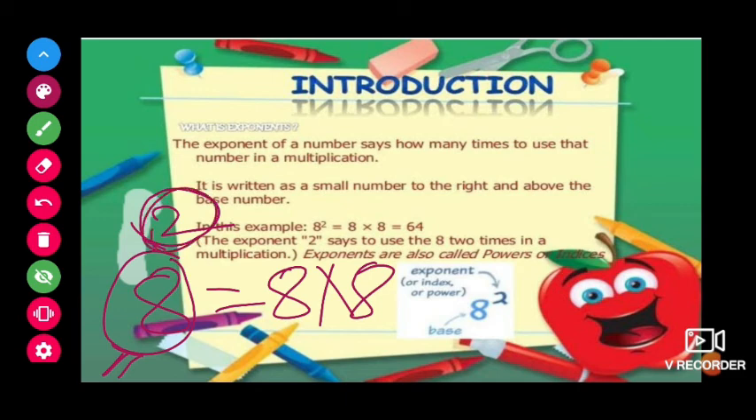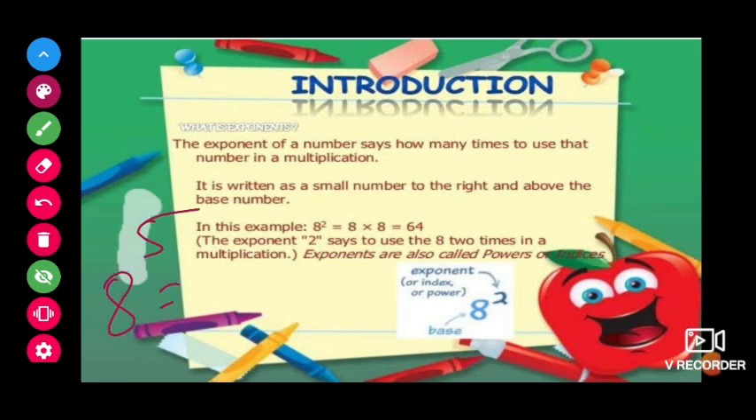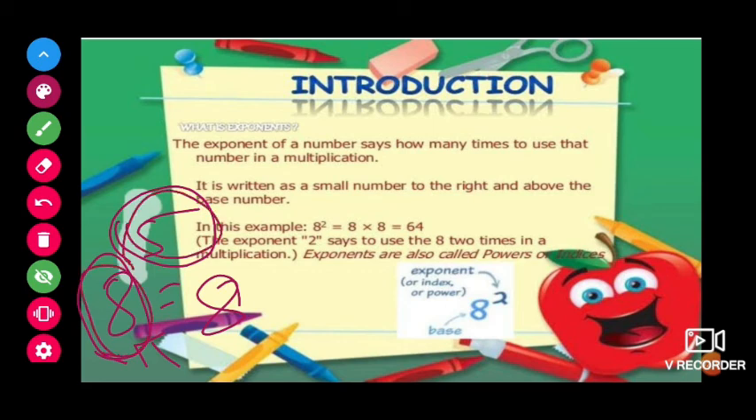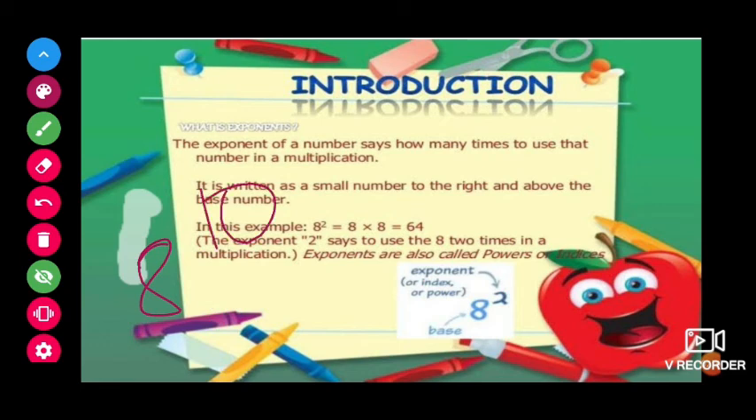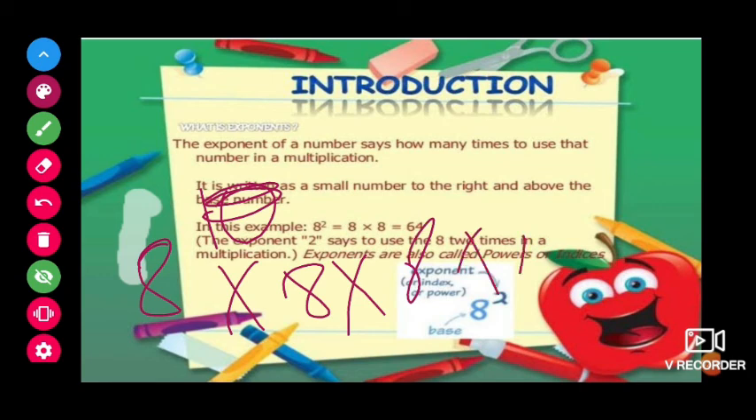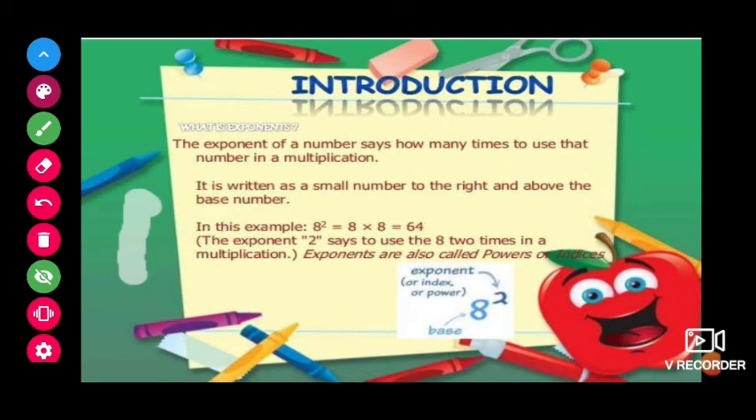Now if it is 8 to the power 5, then what will we do? Here 8 is the base, 5 is the power. So we should multiply 8 five times. Don't get confused. 8 should be multiplied 5 times. That is 8 into 8 into 8 into 8 into 8. If it is 8 to the power 10, 8 should be multiplied by itself 10 times.